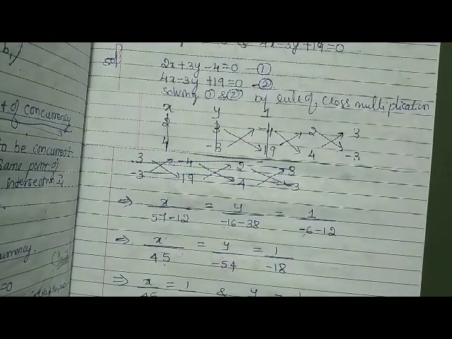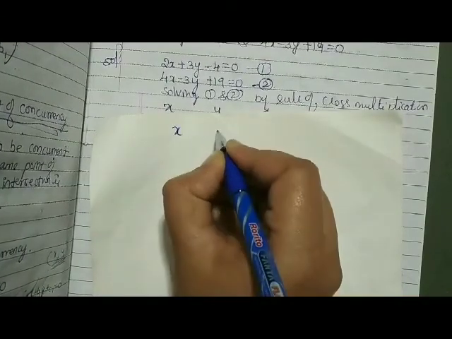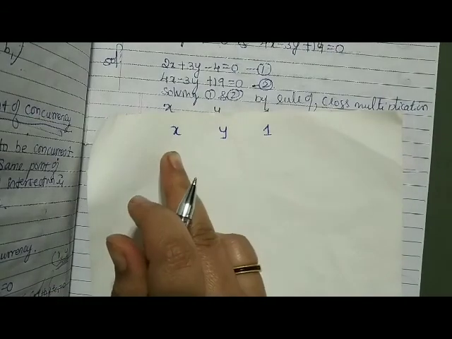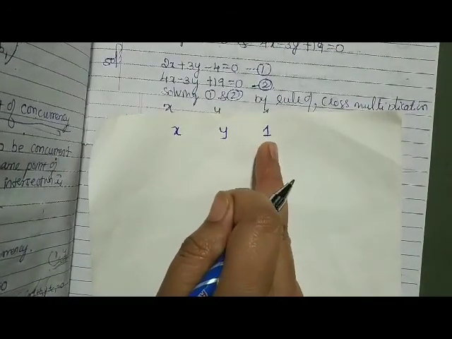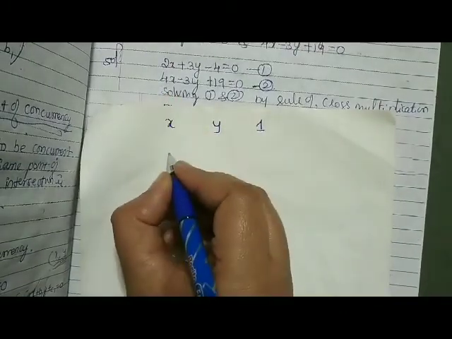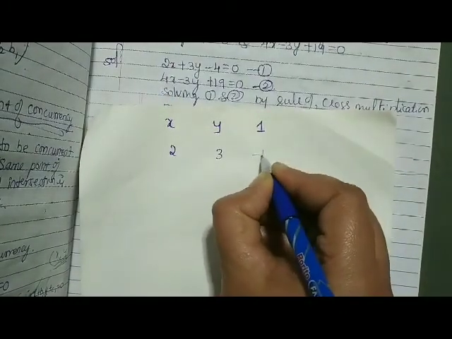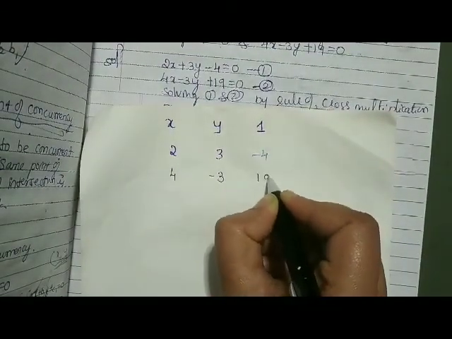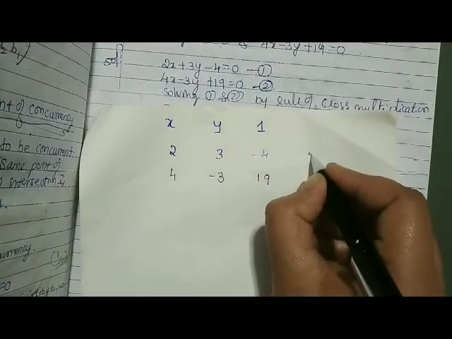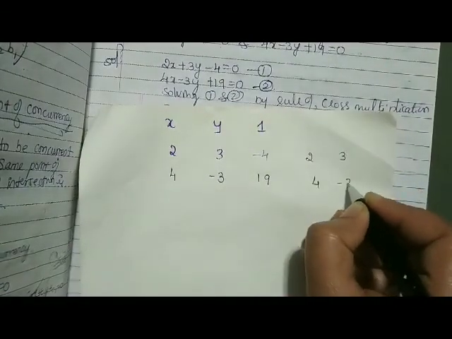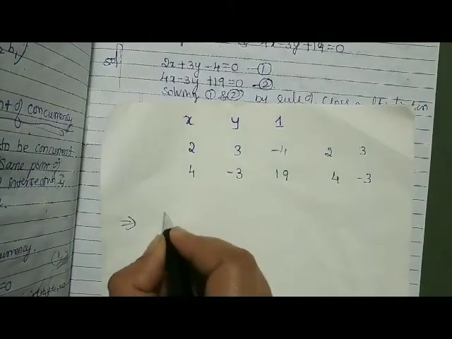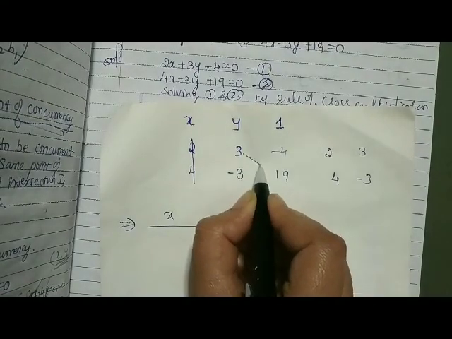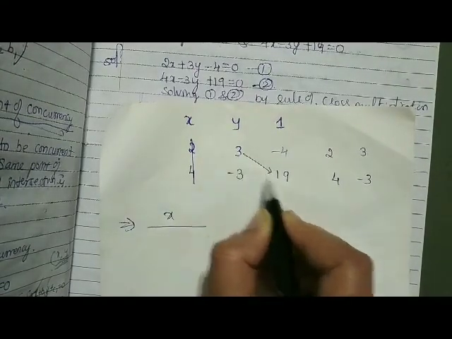To solve this, first you write the variables and next the constant term, that is 1. The variables are x, y, and the constant is 1. Now write the coefficients: 2, 3, -4 and 4, -3, 19. And next, repeat the first two terms: 2, 3, 4, -3. Okay, while finding x you have to delete that column and then cross multiply, that is left top to right bottom.